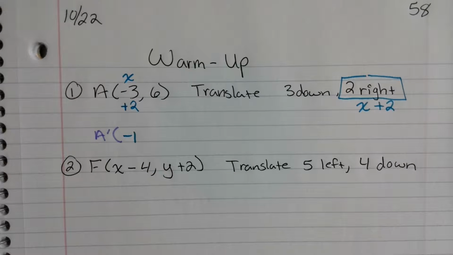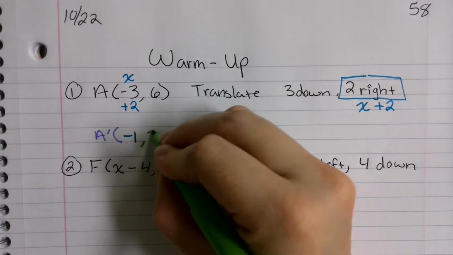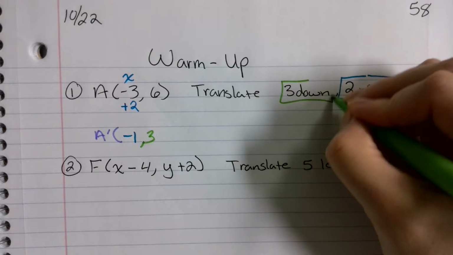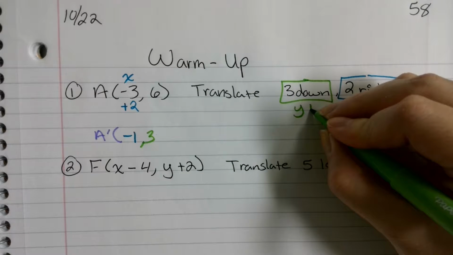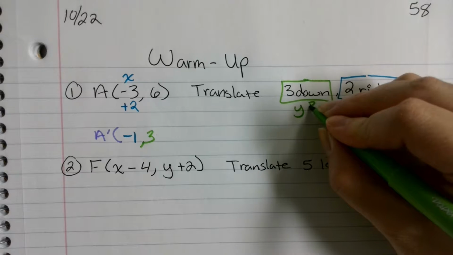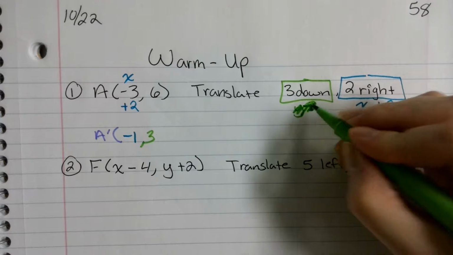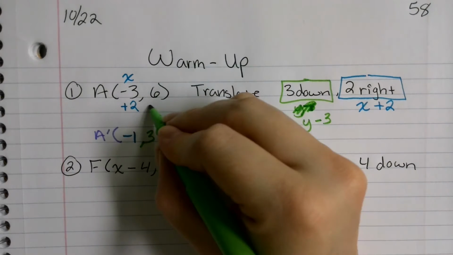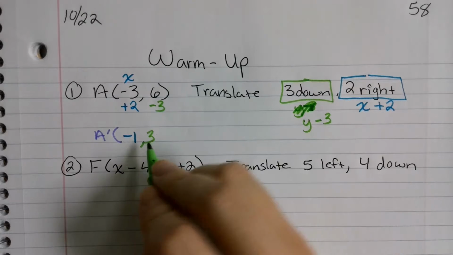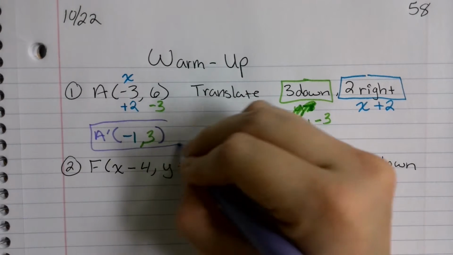And then for the y, we are going to be at a +3 because we're moving 3 units down. Up and down is going to affect your y. So because we're moving downward, we're going to be subtracting 3. I'll rewrite that because it looks bad. y - 3. So 6 minus 3 is going to put us at a +3 still. So that's our new coordinates for A prime.